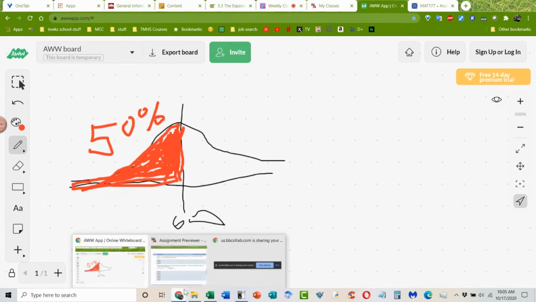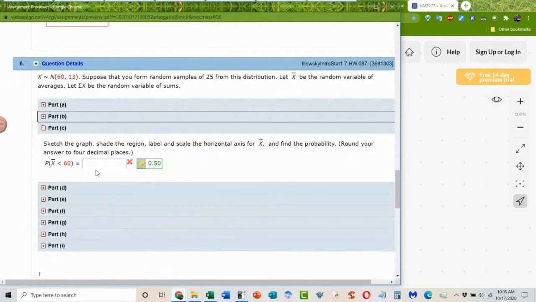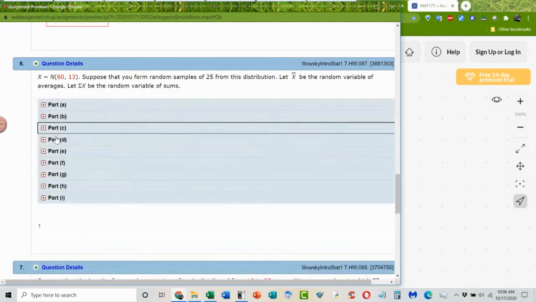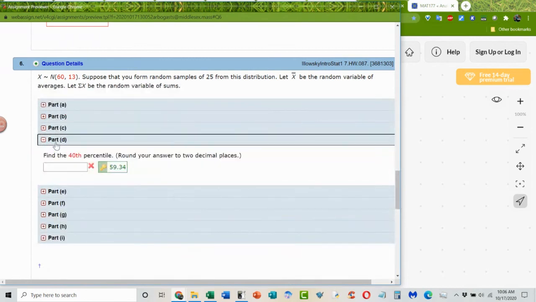They ask you a silly question. Like, what percent of the data is less than that? Well, the mean is 60, the median is 60, so it's 50%. You don't have to do any work for this question. It just seems like a silly question, but they're asking if you understand what mean, median, and mode are.